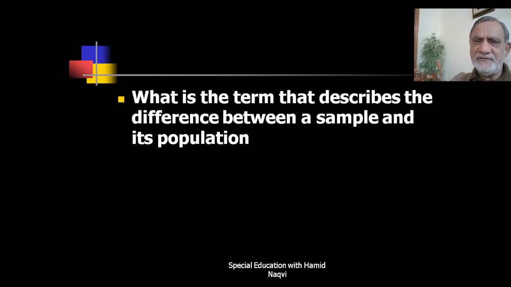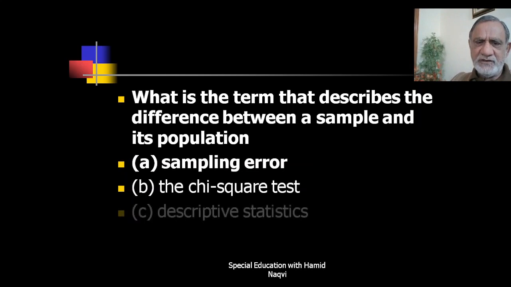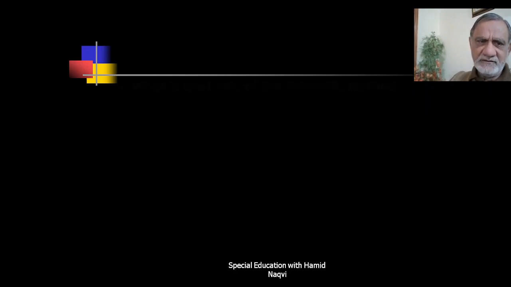What is the term that describes the difference between a sample and its population? Sampling error, the chi-square test, descriptive statistics, or inferential statistics? First one, sampling error is correct.